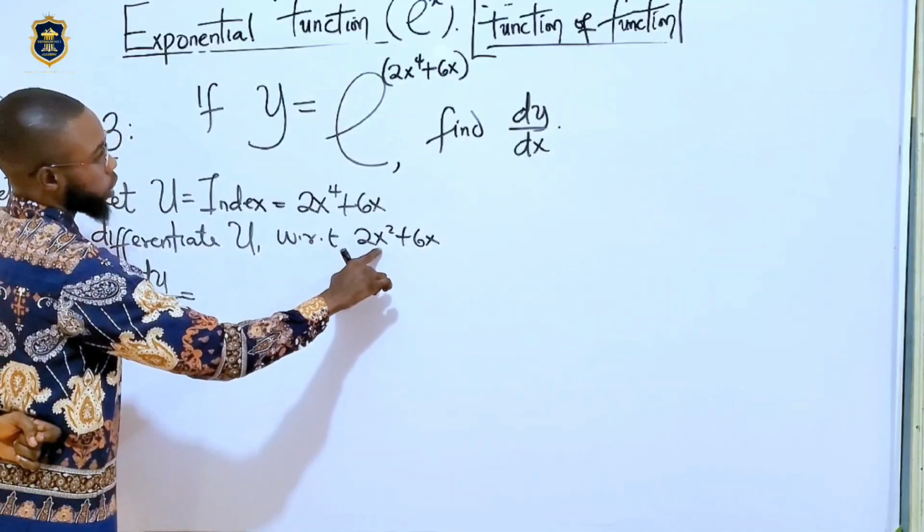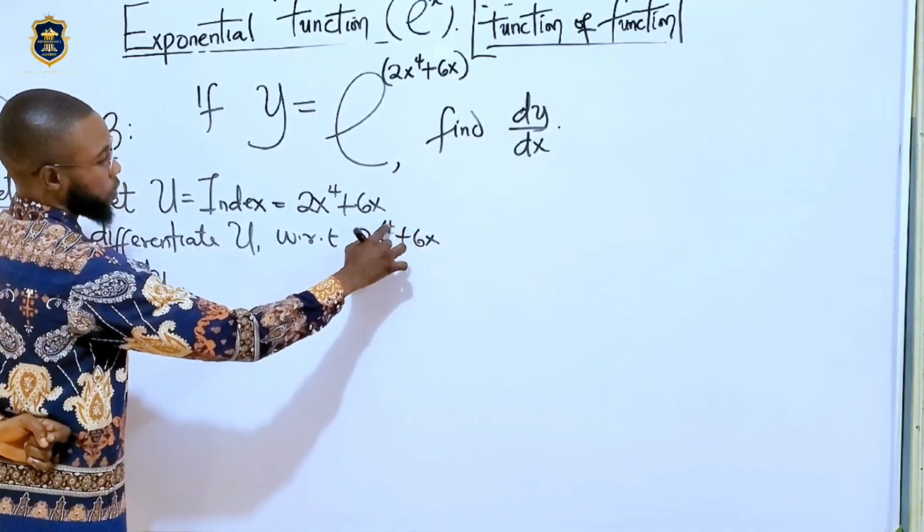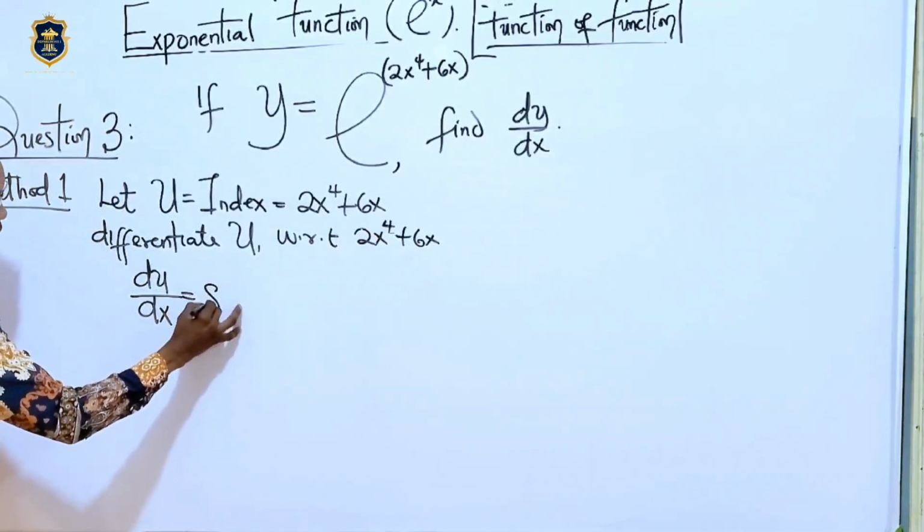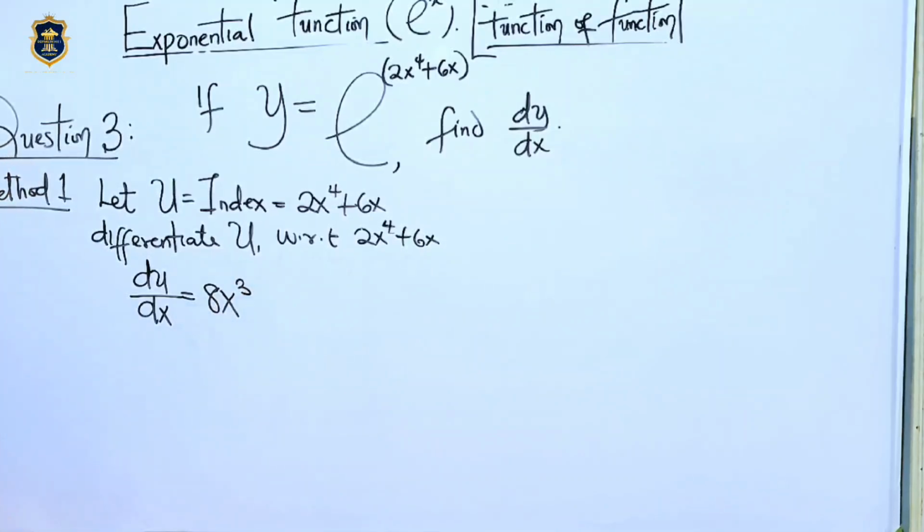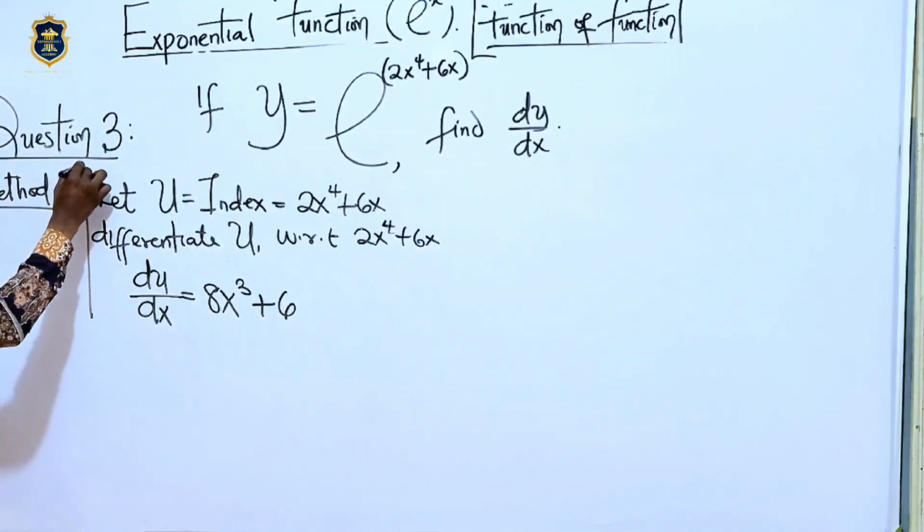If we differentiate 2x raised to the power 4, we will have 8x raised to the power 3, plus 6. That will be the differential, right? So this is the first thing we're going to do.